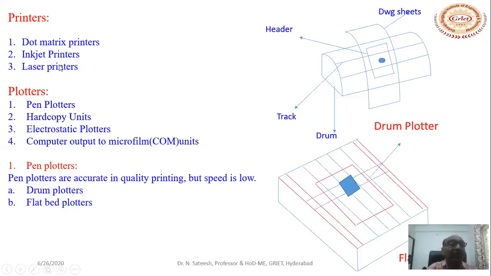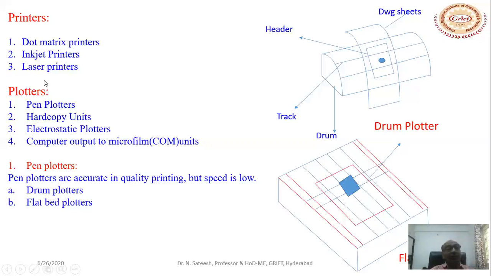Then the inkjet printer. The quality of the inkjet printer is not as good as the dot matrix printer, but its speed is high compared to the dot matrix printer. Here ink is sprayed. The ink consists of iron particles. Ink is sprayed against the paper, and when it approaches the paper, it forms the shape of the character to be printed. Color inkjet printers are also available.